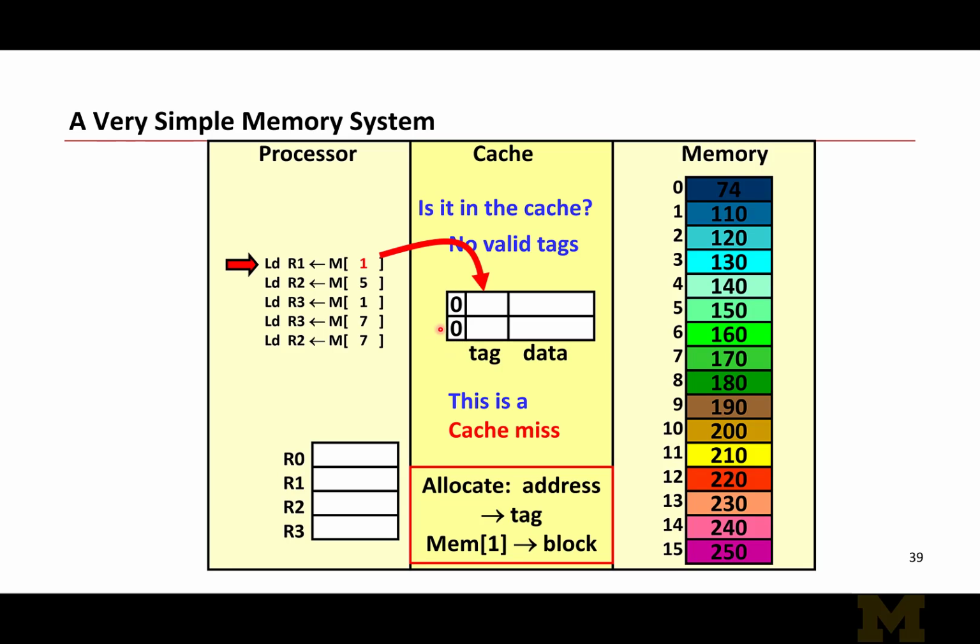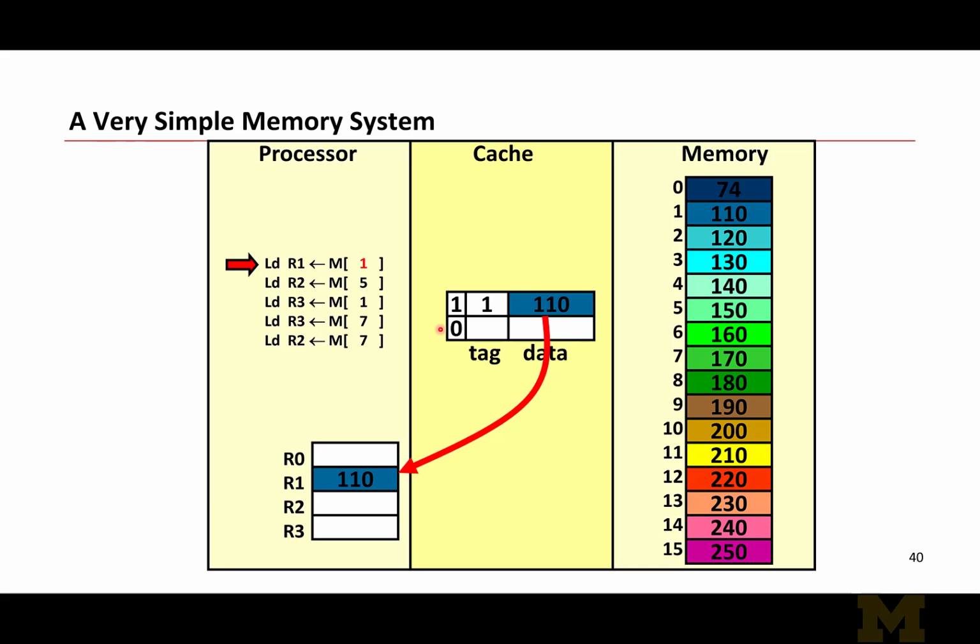I'm going to pick the first one and populate that cache line with the address 1 and its data. And then I would return the value 110 to the processor so that the processor can write the data into its register R1, which is the register that you're trying to load into.